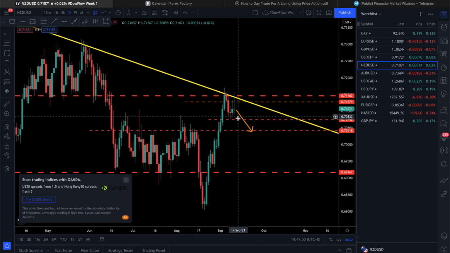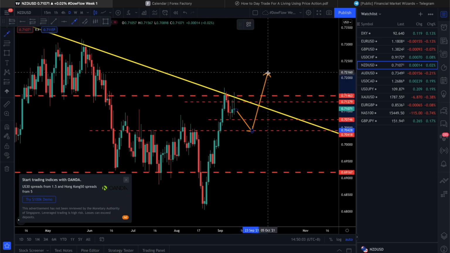Do take note that even if you get a break of the neckline right here, there is still support right here. So there is a potential that price might just break below this neckline and then do a fake out and then start coming upwards. So just be very careful if you are trading Kiwi dollar.